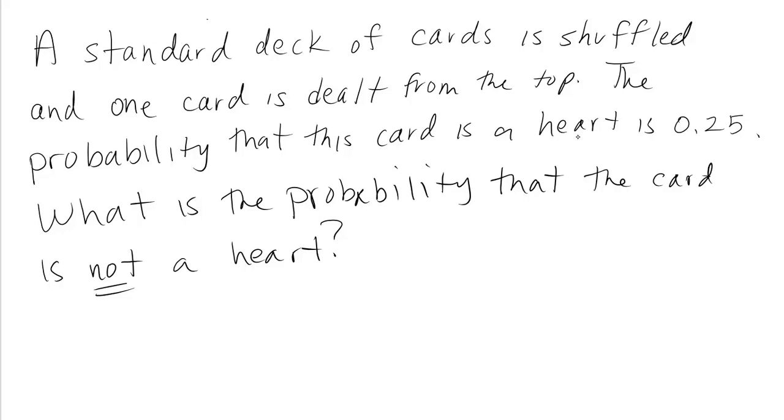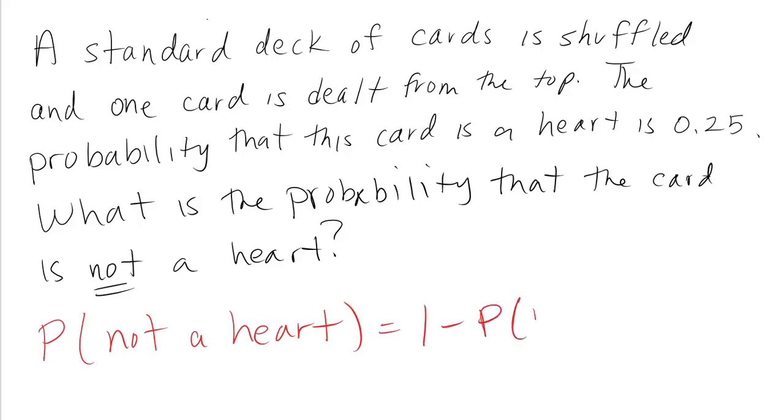The event the card is a heart and the event the card is not a heart are complements of one another. They're opposites. So to find our probability, the probability that it's not a heart, we can do 1 minus the probability that it is a heart. And again, maybe you don't know a whole lot about cards, but you don't need to know because we were told the probability the card is a heart. It's 0.25. And so we subtract. 1 minus 0.25 is 0.75. 75%.